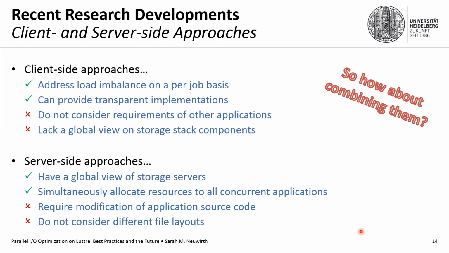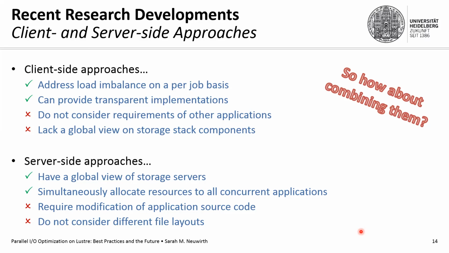Taking this into account, I would like to point out some recent research efforts in the domain of improving I/O for Lustre. There are two different approaches: the client-side approach and the server-side approach. I've been mainly focusing on the client-side approach. The beauty of this is that you can apply it per job and provide a transparent implementation, however you lack the global view. On the other side, you have the server-side approach, which provides a global view of storage servers and is able to simultaneously allocate resources, but does not know anything about the file layouts being used, and most of the time requires code modification. This work has been done by researchers at Virginia Tech.